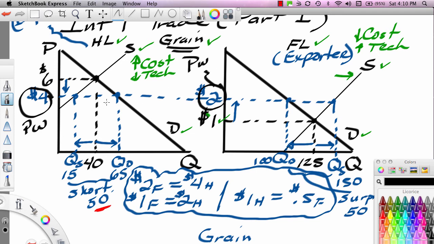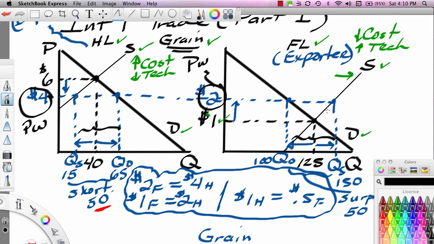The world price will not produce, now this is a very important principle, the world price will not produce equilibrium in each country. This is very important. The world price creates a what? Creates a shortage in the importing nation. The world price creates a what? Creates a surplus in the exporting nation. So the point is, international trade will not produce domestic equilibrium.